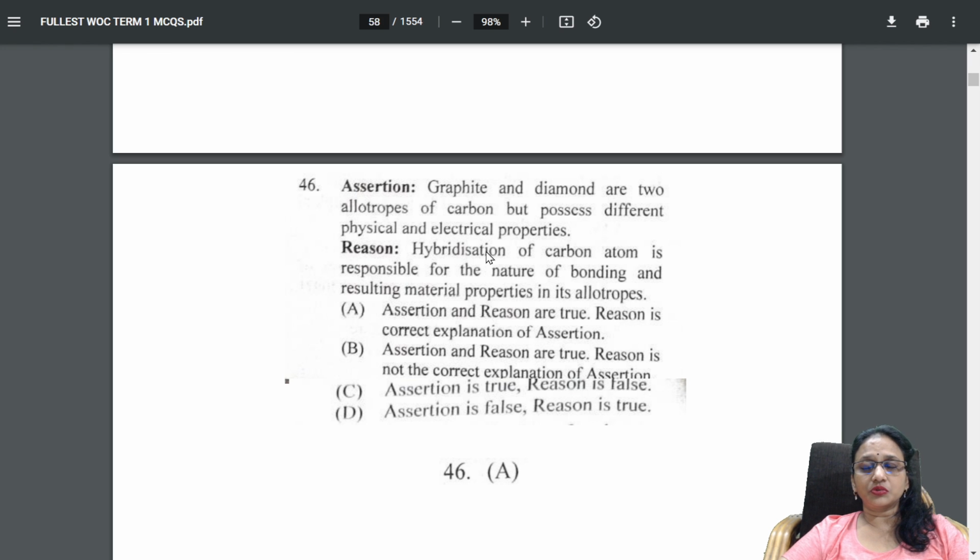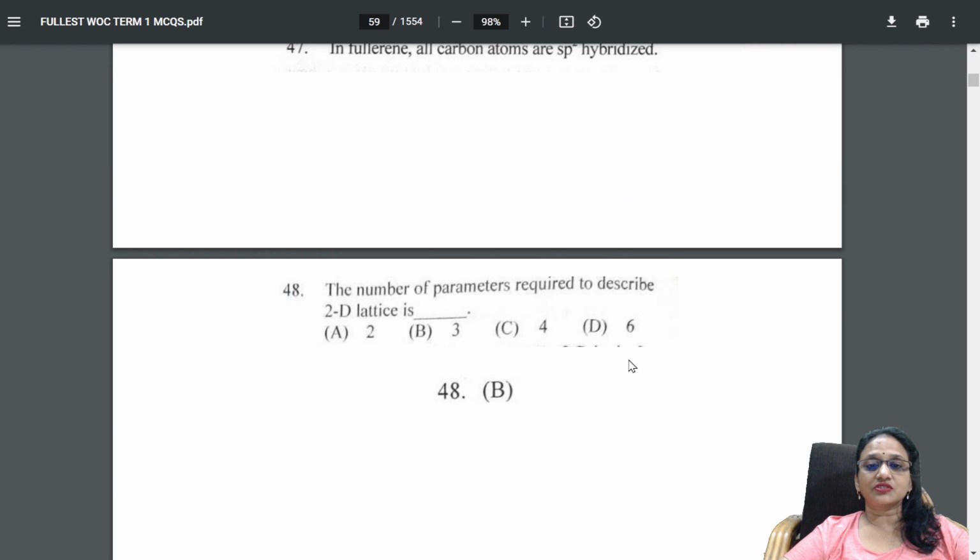Both the options are correct, no students? Because graphite is made up of carbon atoms and diamond also is made up of carbon atoms, correct? And in graphite the hybridization varies. In graphite there is one valence electron which is free. Three are bonded, one is free, so because of that it conducts electricity. In diamond, it is tetravalent, all are occupied. So the assertion is right, the reason is also right. Perfect.